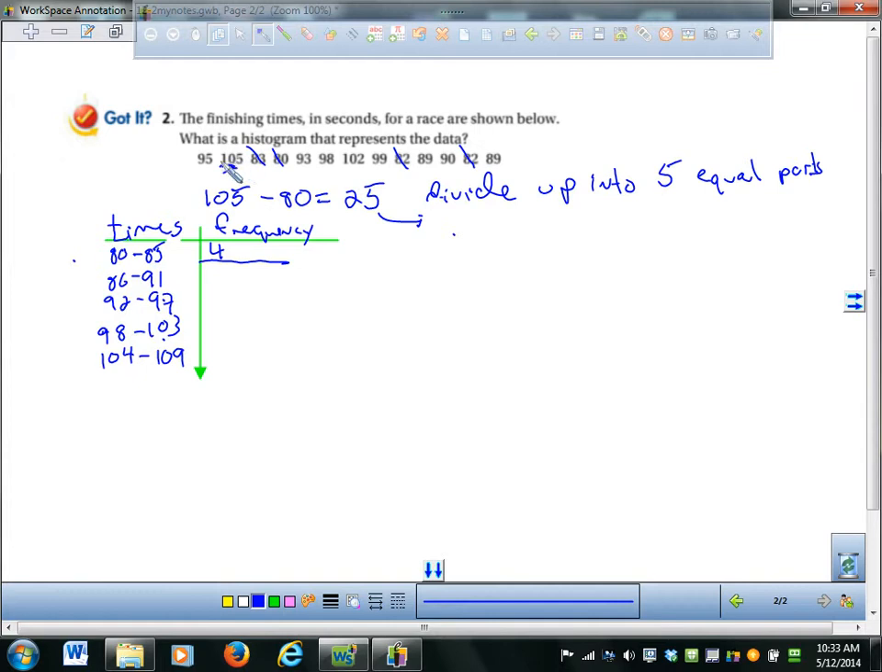How many in the 104? One. Just 1, right? How many in the 98 to 103? Anyway, you get it, right? And then you can make a histogram. His little strategy of crossing off the numbers that you know is good ones, because you don't have to look at them. Yeah, taken care of.